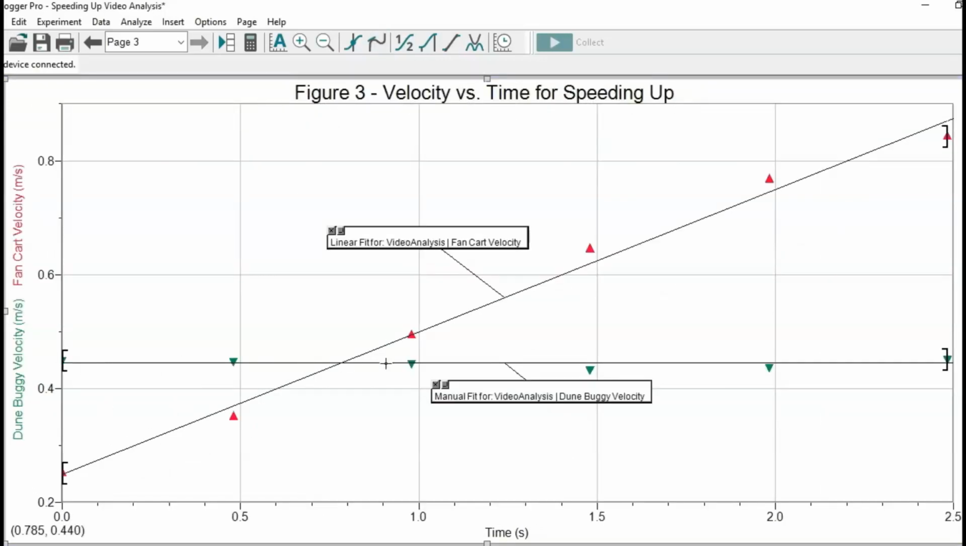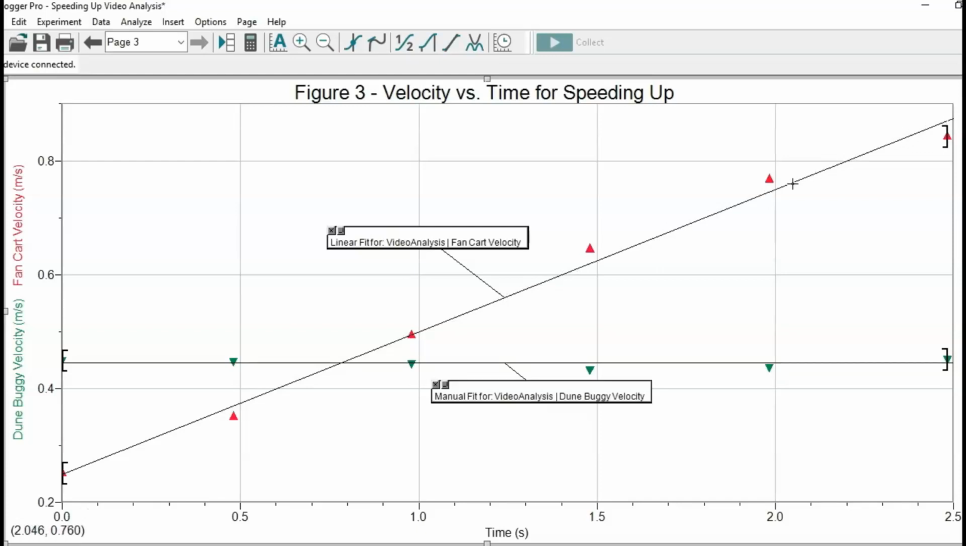Here, once again, with the green data points is the dune buggy and its constant velocity. So we have a flat line. It's around 0.45 meters per second. Notice in red we have the velocity time data for the fan cart. Notice this is not flat because the velocity is not constant when an object is accelerating, and the velocity is increasing. So we have a velocity line that is moving away from the time axis.